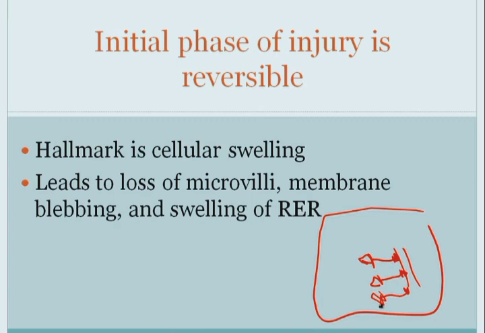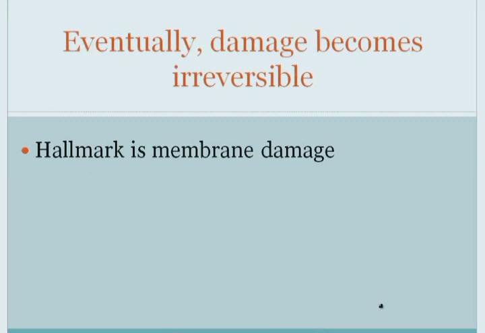So again, I don't like to memorize long lists of things. I think if you understand the principle, then you can really put together the story, and that's the way I would put together the story here. The key hallmark of reversible injury is cellular swelling. That's the take home. Now, eventually, if there's injury and that injury persists for a long period of time, that damage will eventually become irreversible. If reversible injury is summarized by cellular swelling, then irreversible injury is summarized by something called membrane damage. That's the take home. The hallmark of irreversible injury is membrane damage.